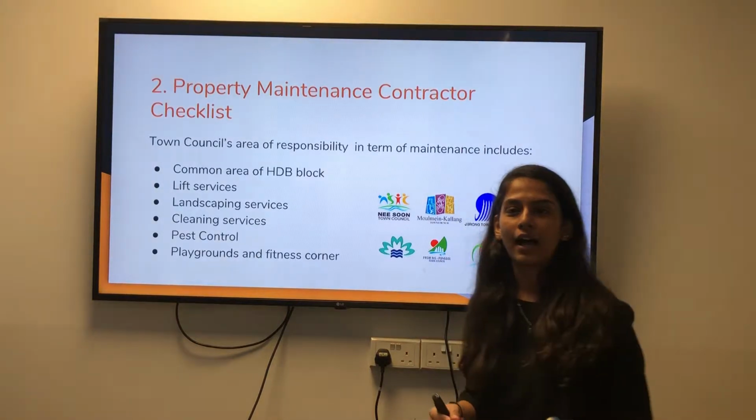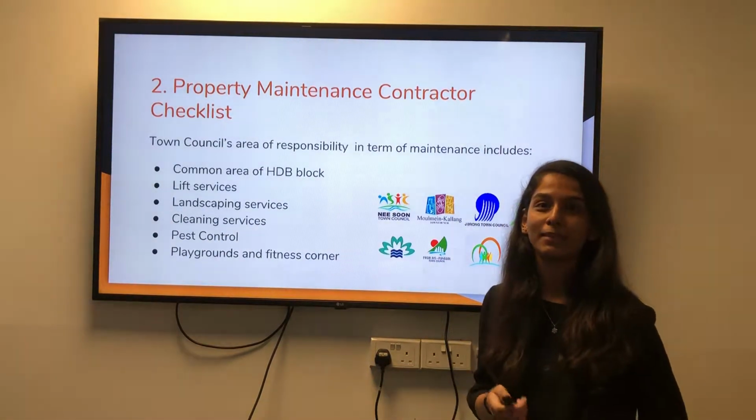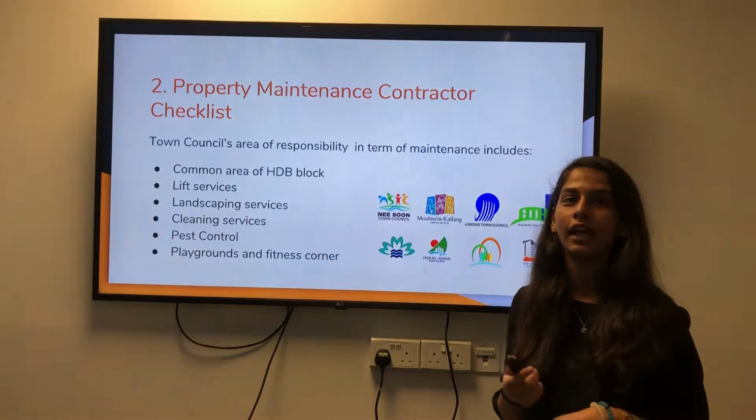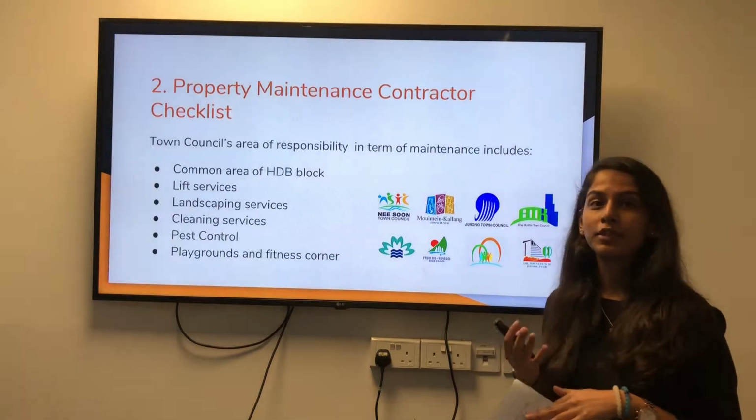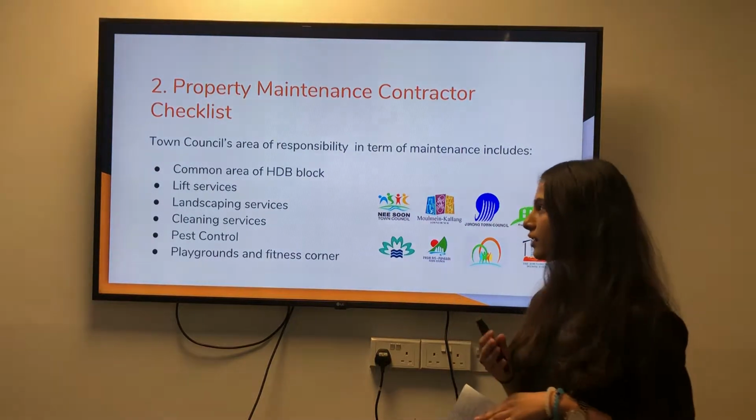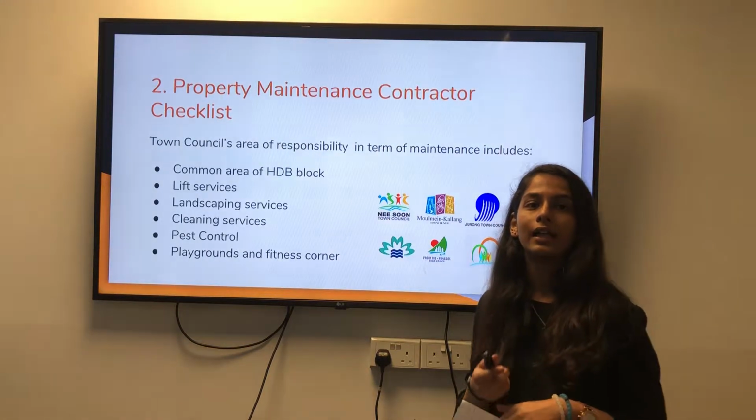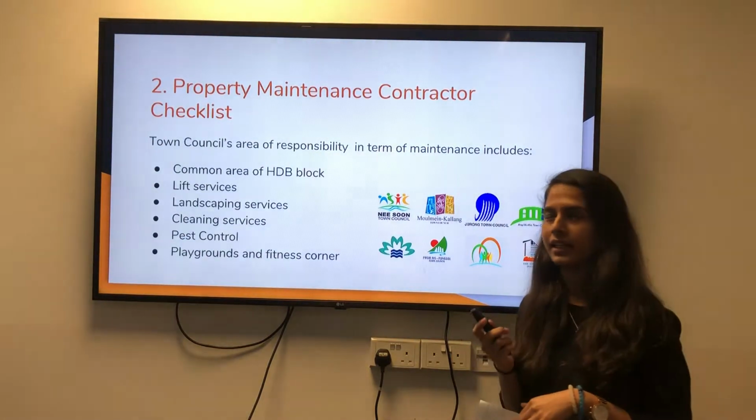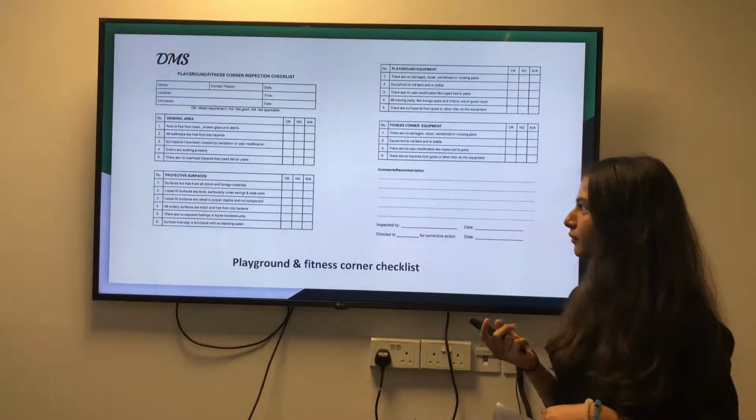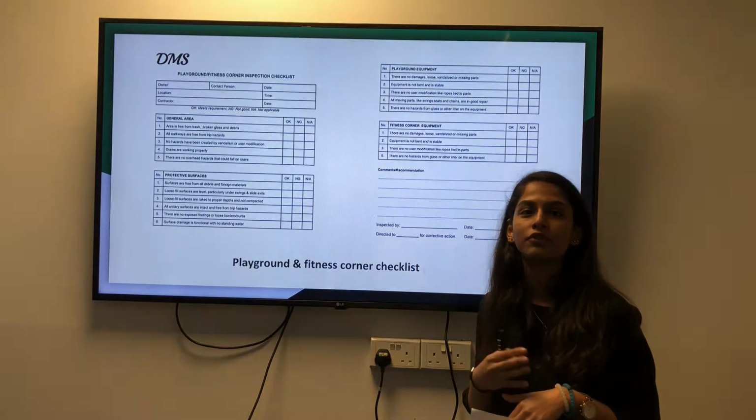So now we're talking about the few checklists that the DMS may use to ensure that the subcontractors are maintaining the area up to the required standard. In terms of maintenance, the town council's areas of responsibility include the common area of HDB, pest control, landscape, playground and fitness corner, and general cleanliness of the area.